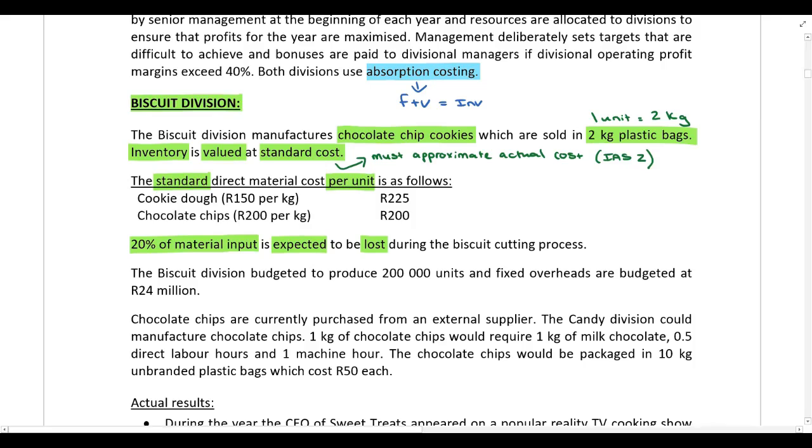Now, it's important to note, guys, if this loss is expected, so in other words, the company knows that it's going to happen, they expect it to happen, it is a normal loss. And in terms of IAS 2, normal losses are included in the value of inventory.